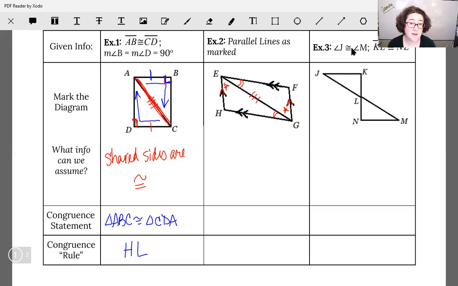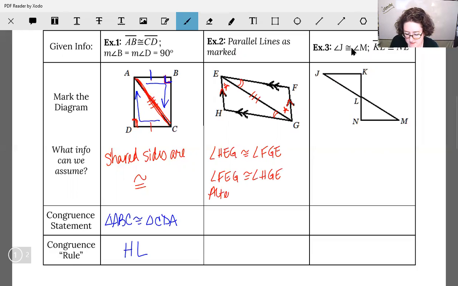Now, notice I didn't pick angles F or H because they don't have a single transversal that touches both of those angles. We'd have to do a combination of too many different lines. So we could say that angle HEG is congruent to angle FGE. We also have angle FEG is congruent to angle HGE. And these guys are alternate interior.